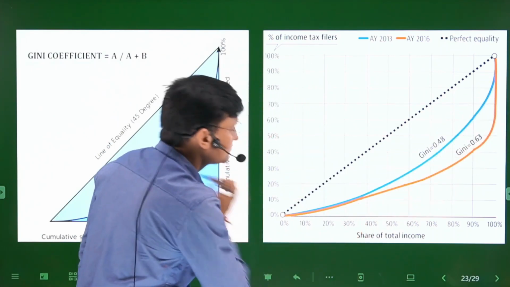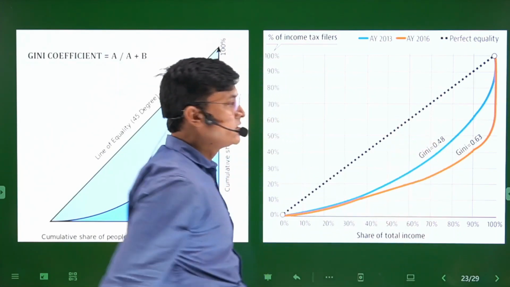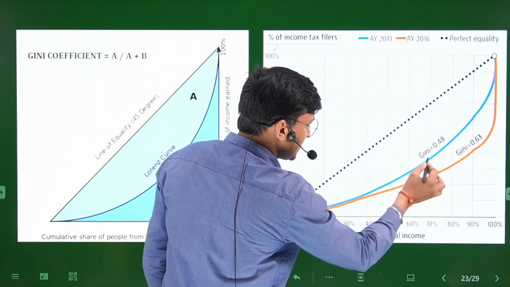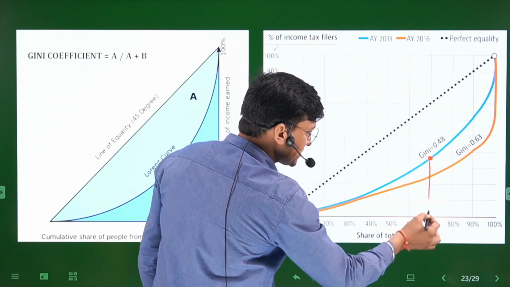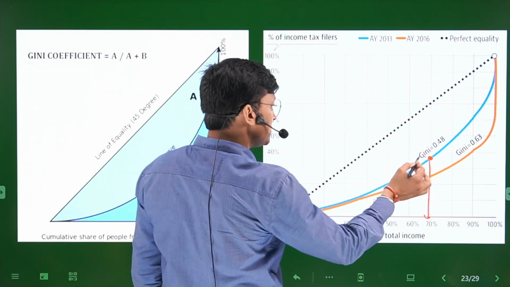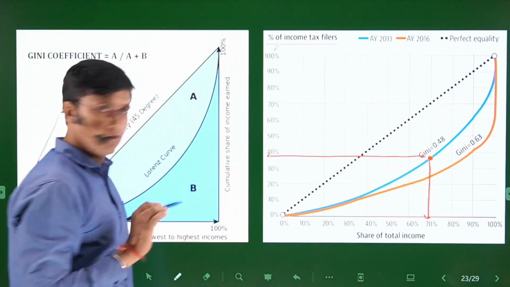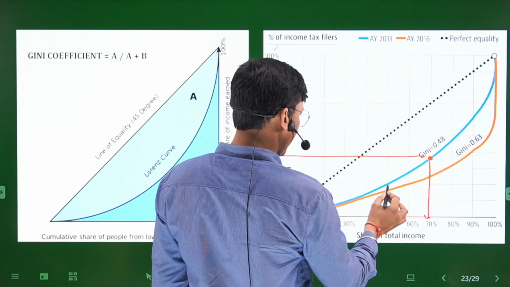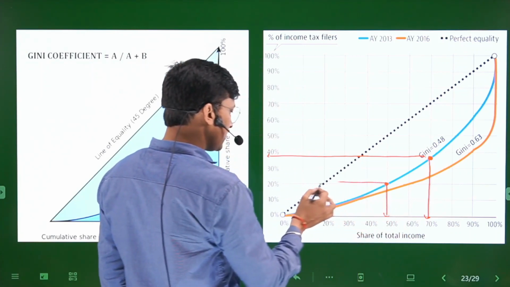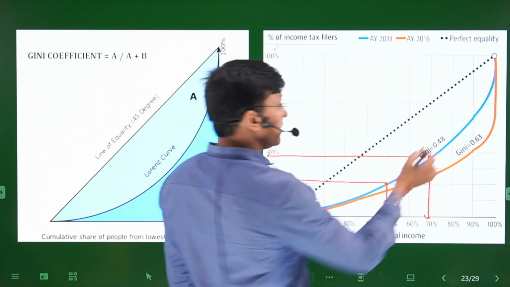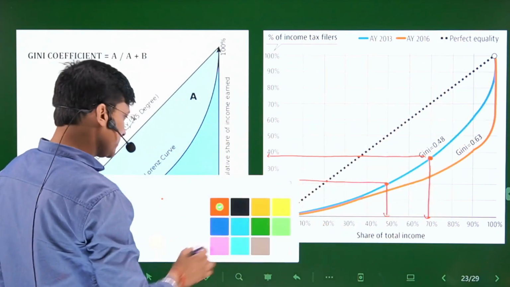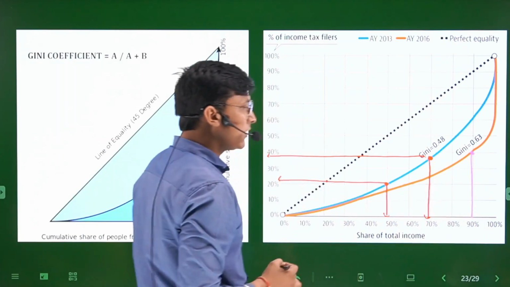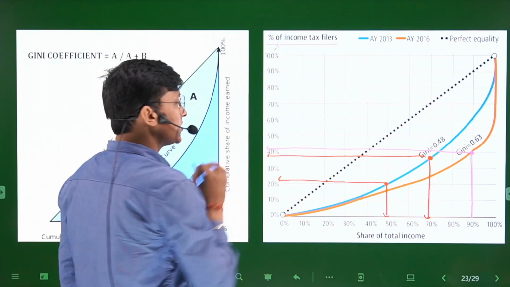This is the curve of 2013 and this is the curve of 2016. What does this blue line curve show, suppose it is here? It means that 70% of the income is earned by approximately 35% of the people. 35% of the people of India are earning about 70% of the Indian income. Let us see this: 50% of the income is earned by 20% of the people. And let us see now 2016. What is the scenario of 2016? Look at it. 90% of the money of India is earned by 40% of the people.